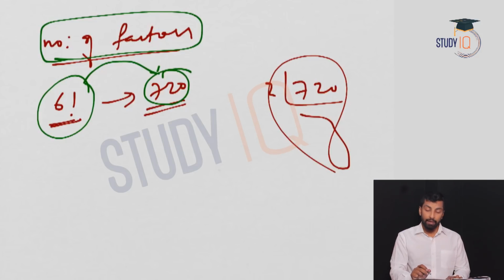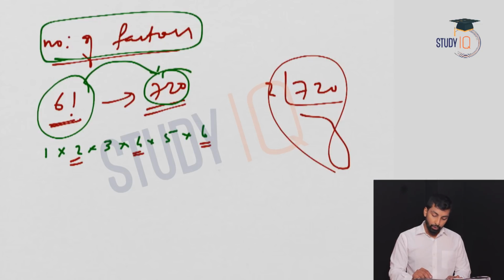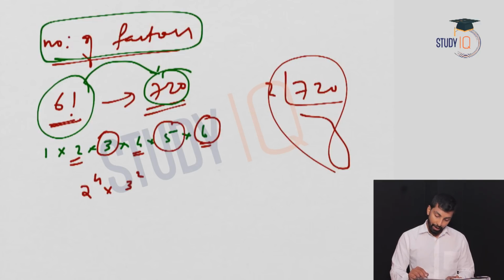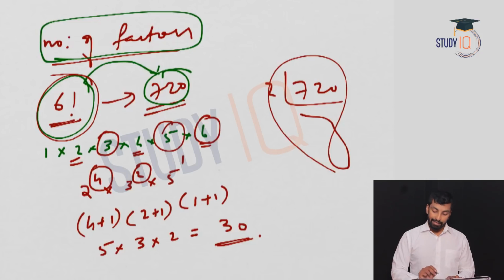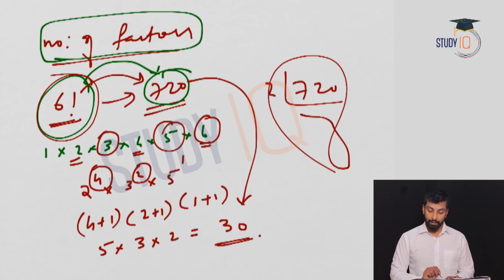Okay, but what is 6 factorial? 1 into 2 into 3 into 4 into 5 into 6. So how will you prime factorize? You get 1 two here, 2 twos here, and 1 two here. So how many 2s? 2 raised to 4. Now how many 3s? 1 three here and 1 three here, so 3 squared. Then how many 5s? 1 five. So the number of factors means (4 plus 1) into (2 plus 1) into (1 plus 1). So 5 into 3 into 2, that's nothing but 30. So the number of factors of 6 factorial is 30. 6 factorial is nothing but 720, so the number of factors of 720 is 30. That's what you can understand.